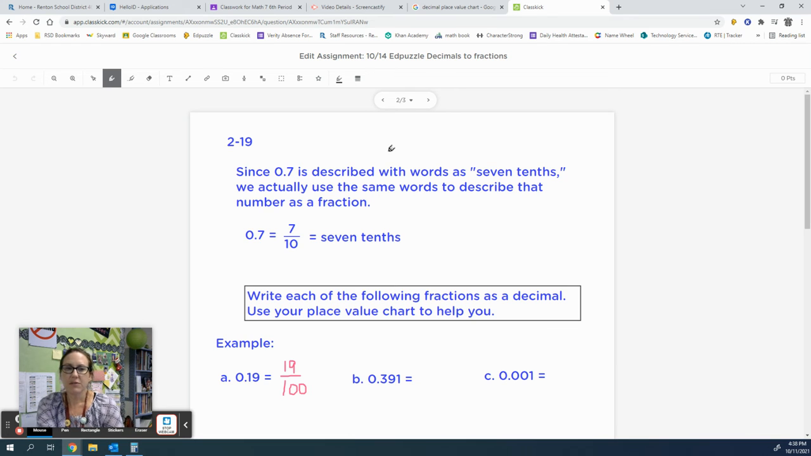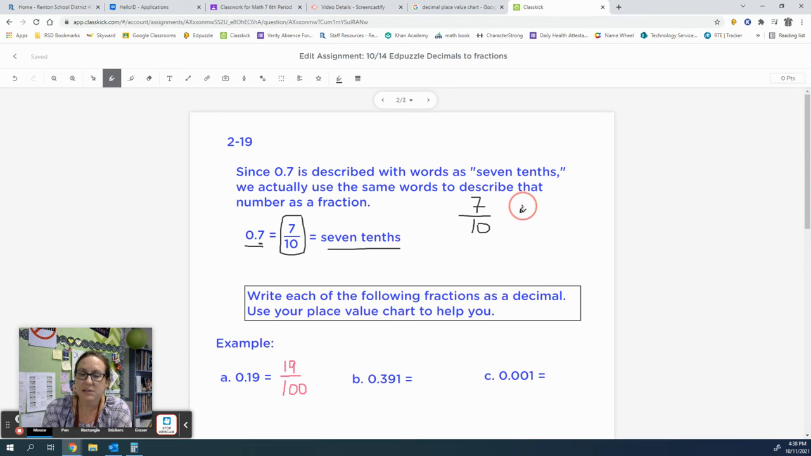So this is kind of working off of the one that had 7 tenths. Since 7 tenths is described with words as 7 tenths, we actually use the same words to describe the number as a fraction. So here we have it written as a decimal, 0.7. We write 7 tenths as 7/10, which we say as 7 tenths. So what's important here is that the tenths would be, in fraction form, over 10.